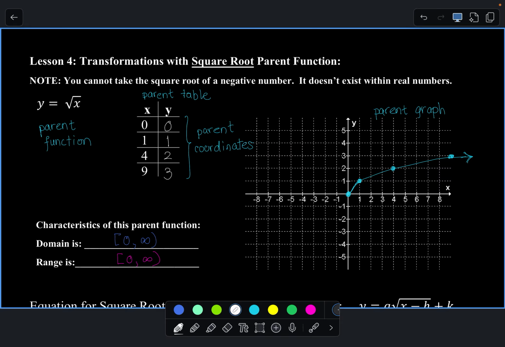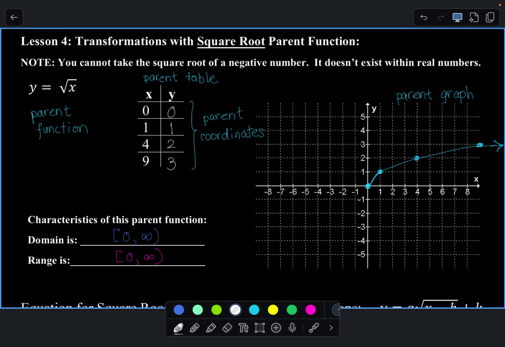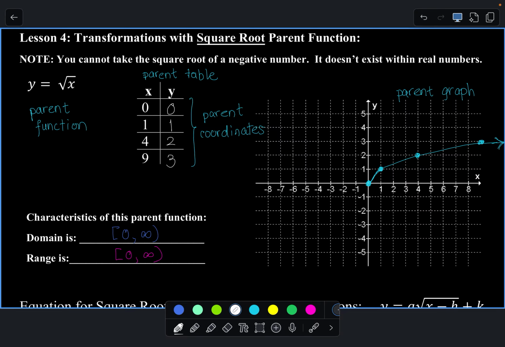Last lesson for transformations. Lesson 4, we're talking about transformations with square root parent functions. So take note that you cannot take the square root of a negative number. We discussed this in class. It doesn't exist within real numbers. It does exist with imaginary numbers, but we'll talk about it later at the end of the semester.